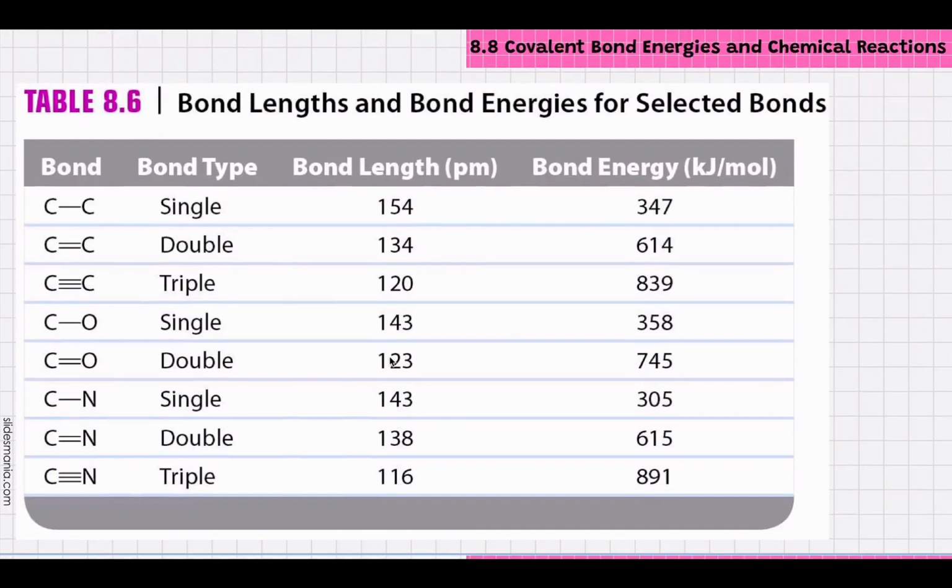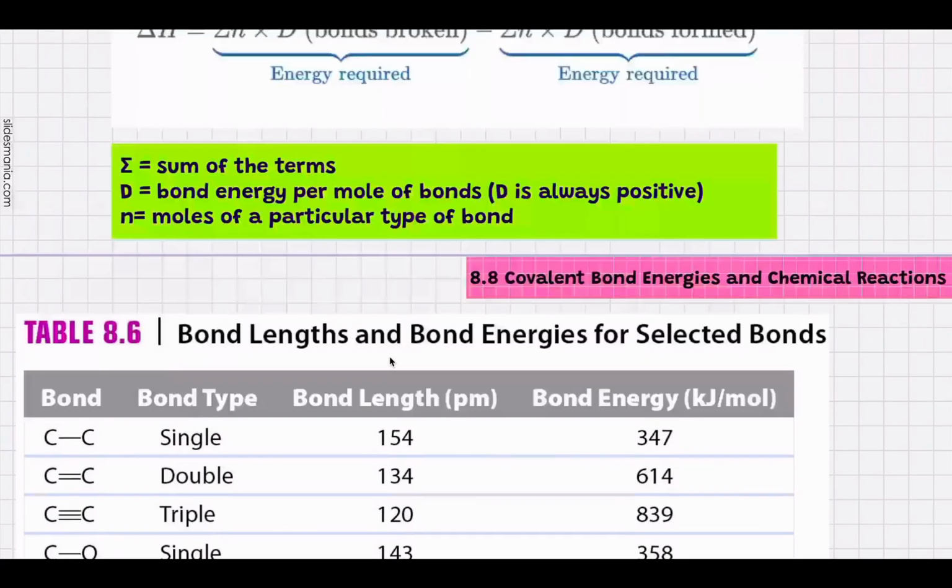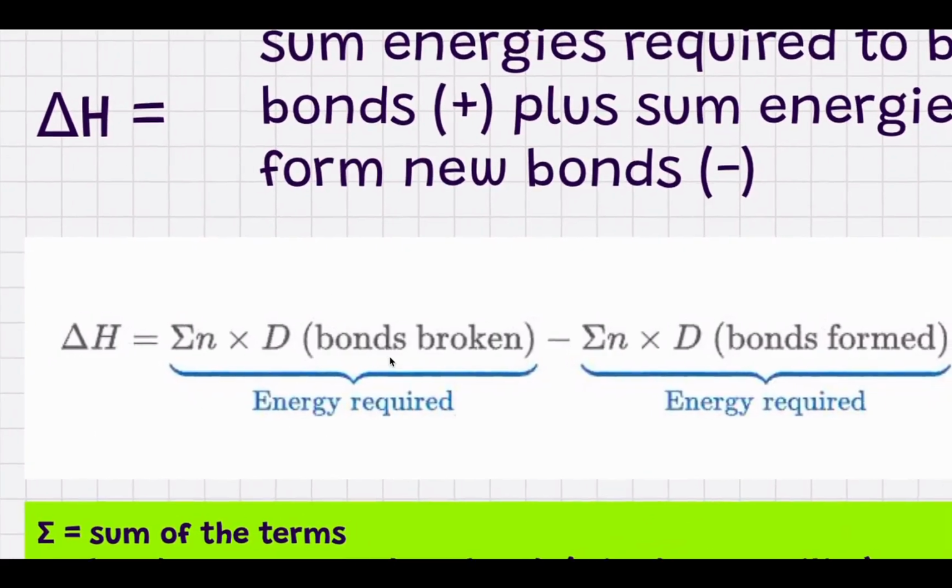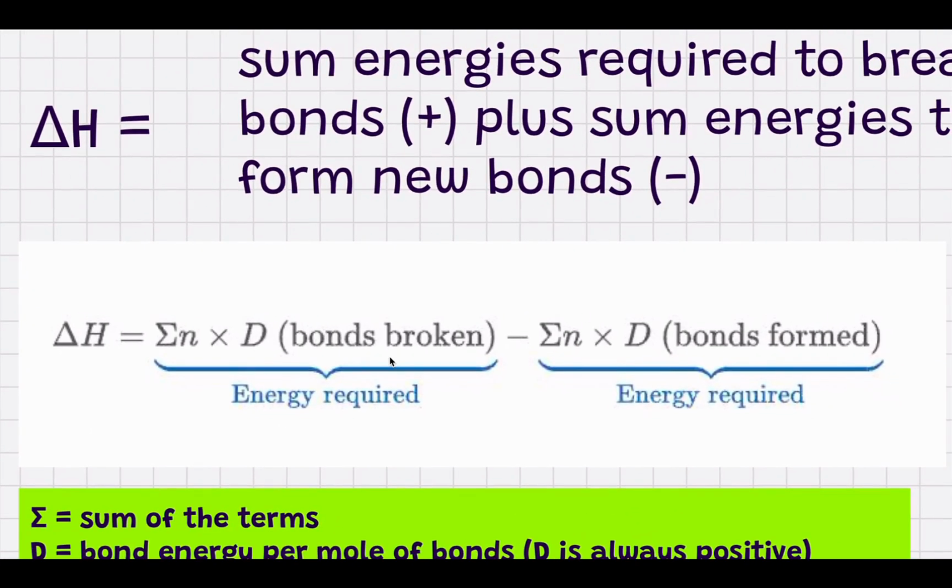I think it'll make more sense if you look at the equation here. What we're going to do is, remember the sigma is the sum, the sum of all the bonds that are broken, and n is how many moles of those bonds. I'll show you an example of this. So we're going to sum up all the energies of the bonds that are required to be broken. We're going to sum up all the energies of the bonds that are formed.